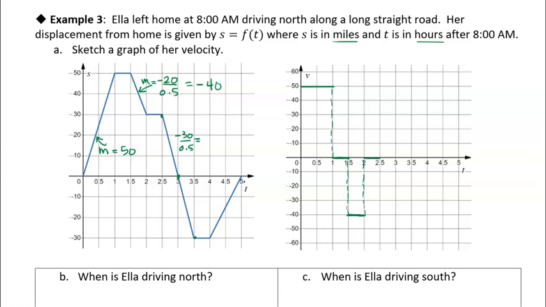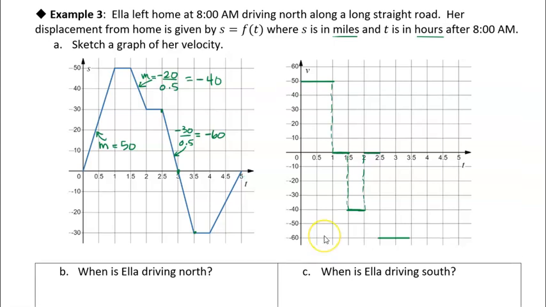But the slope here is going to be negative 60, right? That's this slope. So I can draw a horizontal line at negative 60. Let me put the dashed lines on here as well, just so you can see it. I have a horizontal line at negative 60 over that hour between 2.5 and 3.5. Okay, and then it looks like she stopped again, right?